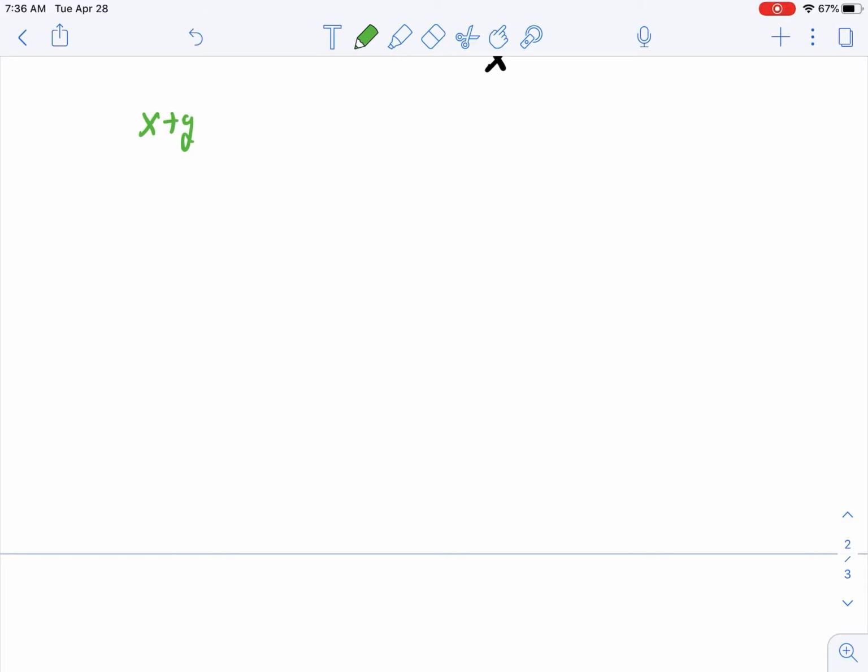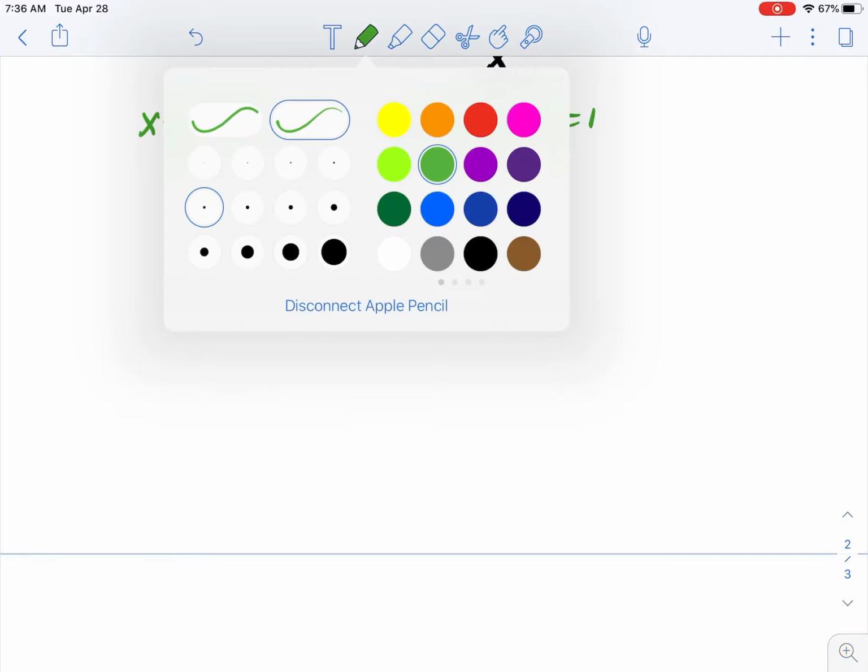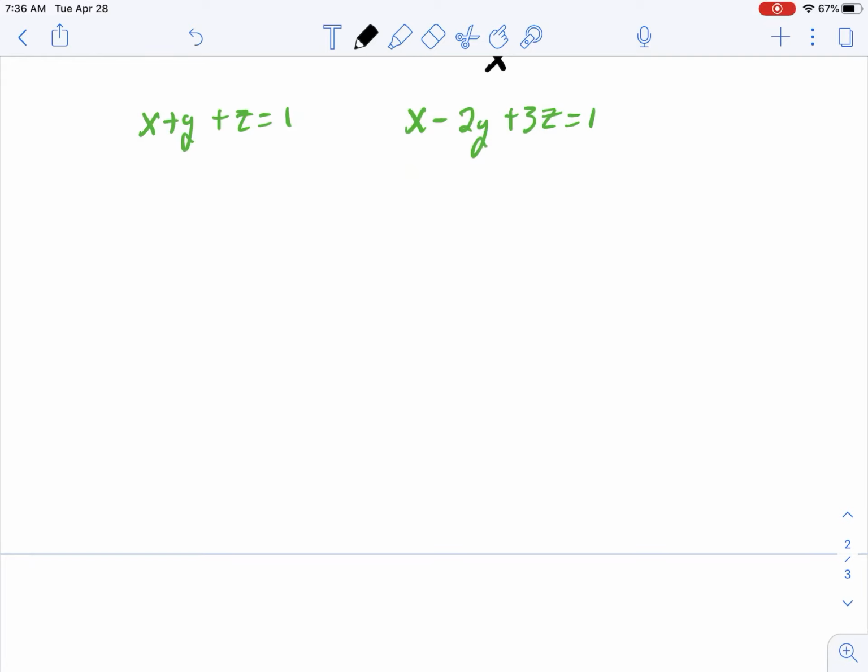So here's my two planes. I have x plus y plus z equals 1. And my second plane, I have x minus 2y plus 3z equals 1. It doesn't matter which traces you use. So I'm going to say, let's set z equals 0. So that would mean the trace of x plus y equals 1 and x minus 2y equals 1.